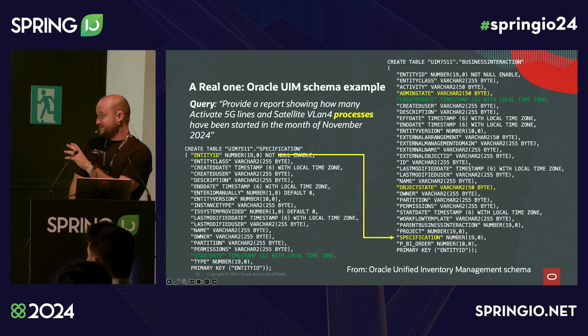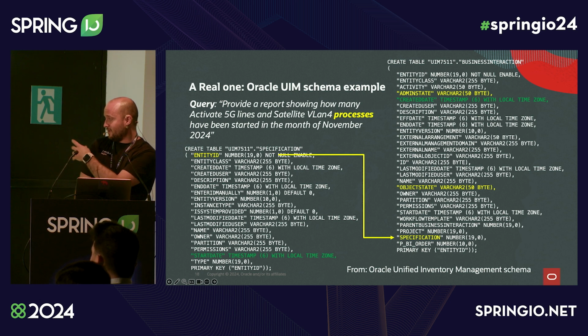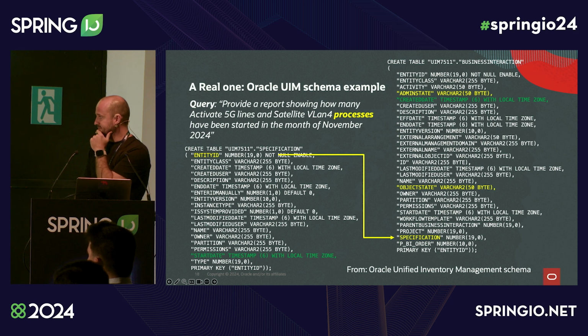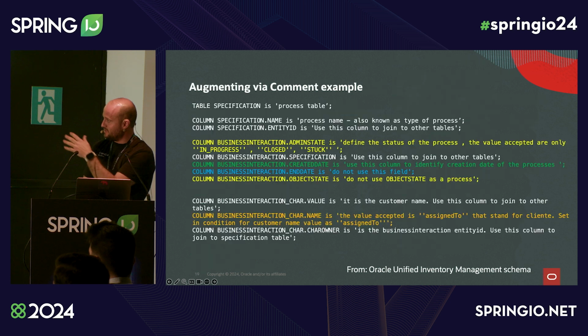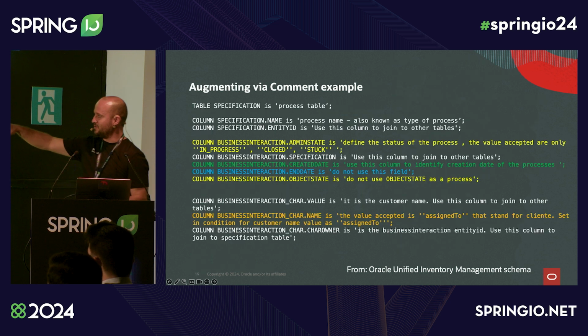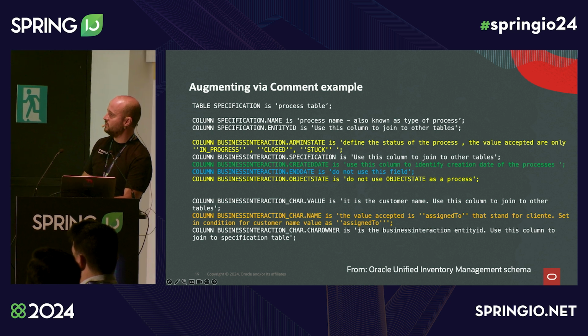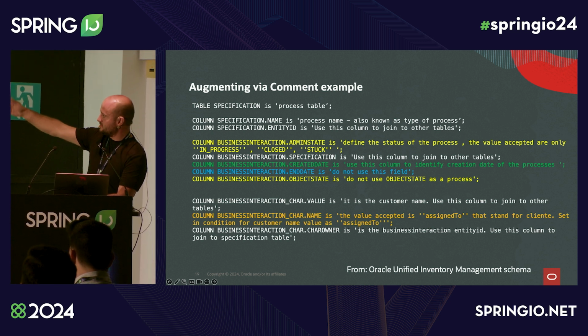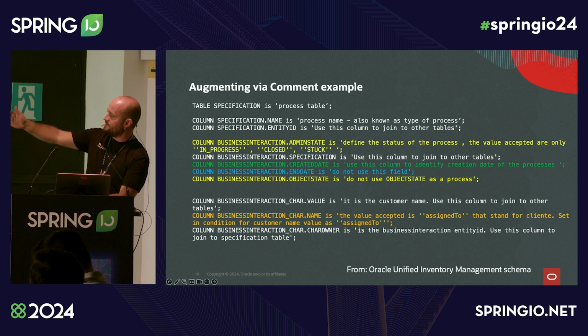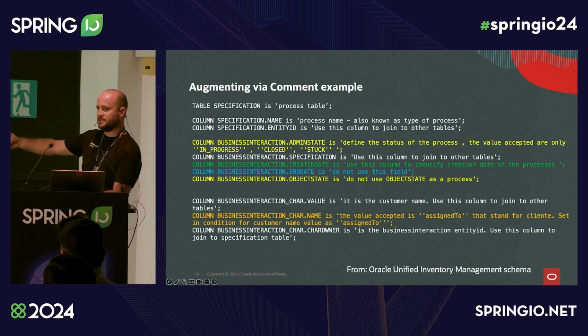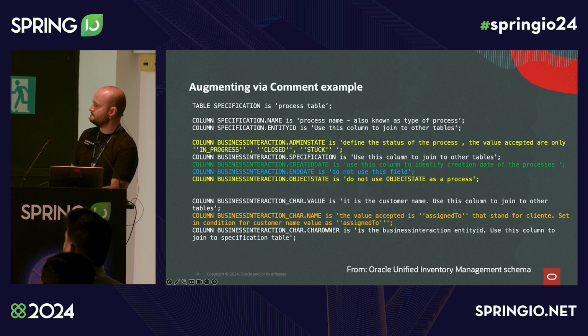A real use case, this is one of the Oracle apps, but it's basically for telcos. It's a complex model, and you don't need to pay attention to all of it, but in this case, some of the examples that we will use for commenting the columns will be to define the status of the process, the different options that you have. That will help the LLM to know what it is looking at, how to filter, things like that. Questions so far?